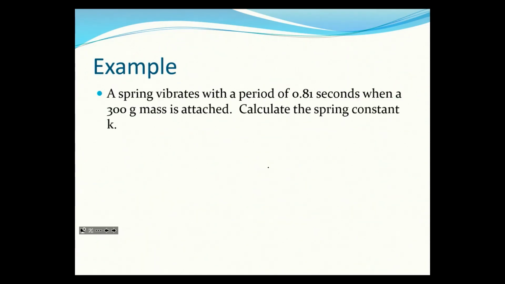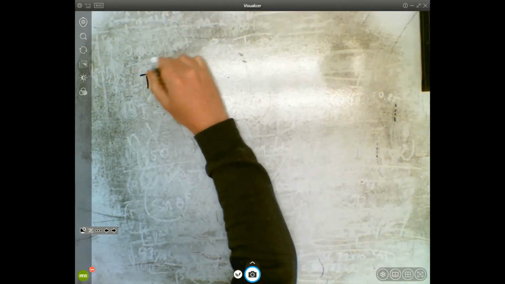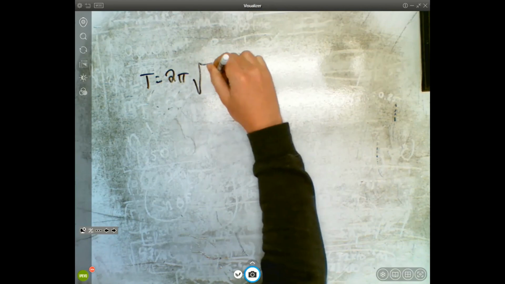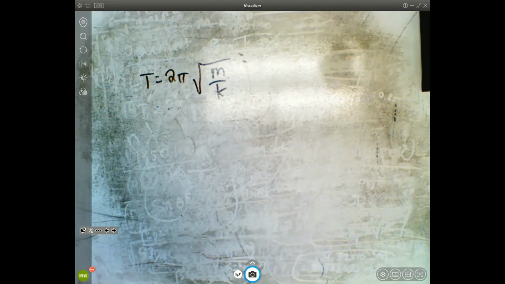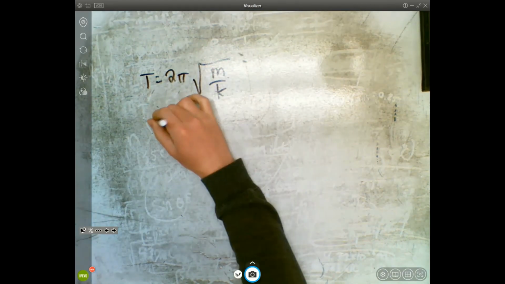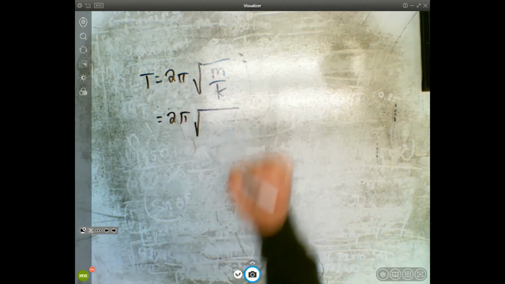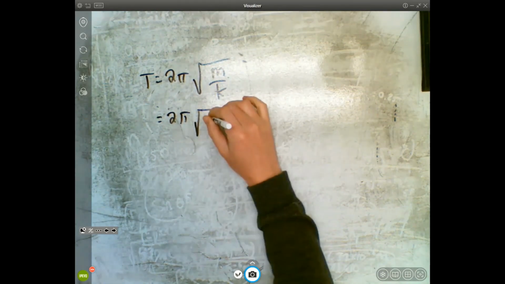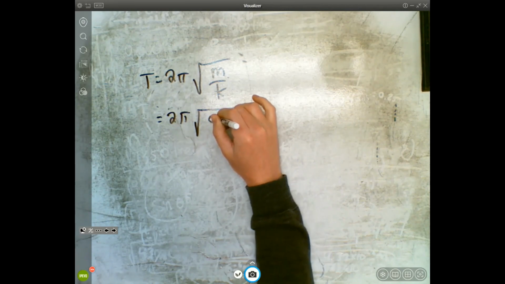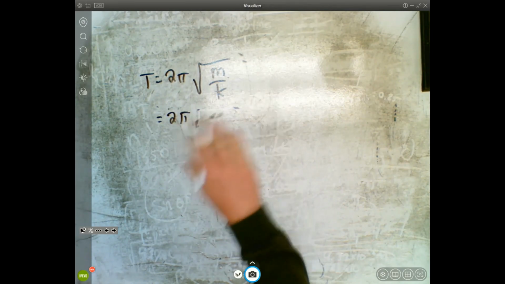Okay, so the math is pretty much the same. A spring vibrates with a period of 0.81 seconds when a 300 gram mass is attached. Calculate the spring constant. Okay, so we're going to use period equals 2 pi square root m over k, and the mass is 300 grams. It's got to be in kilograms. Oh, sorry, we're trying to calculate our spring constant, so we have to rearrange it.